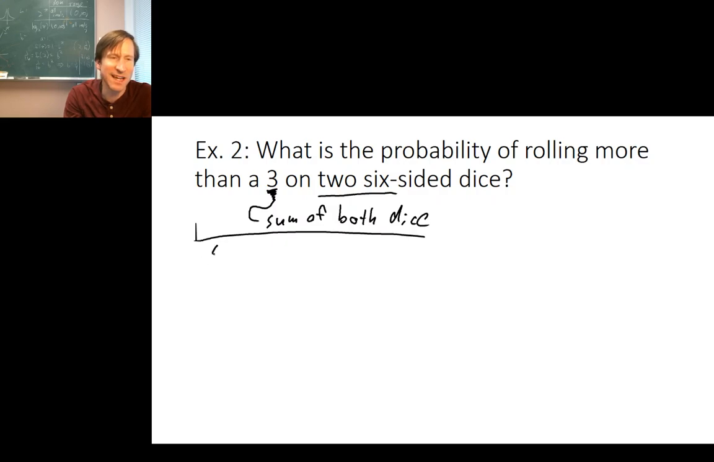Okay, so now let's get a handle on the state space, or the sample space, sorry.